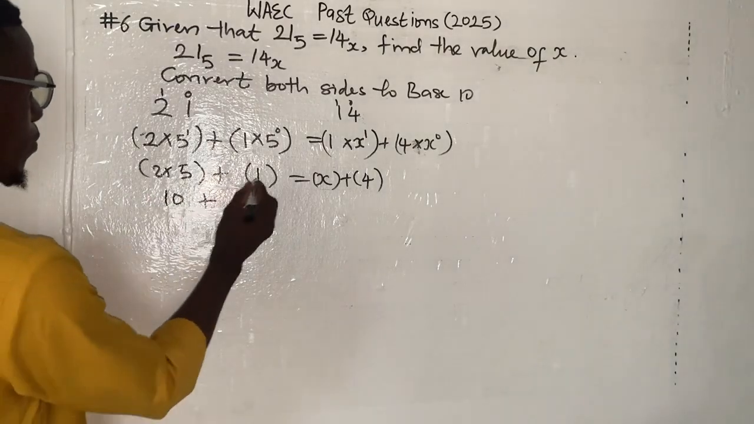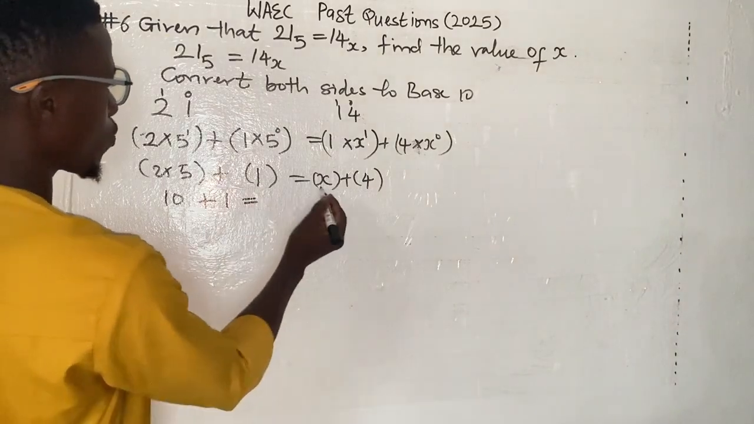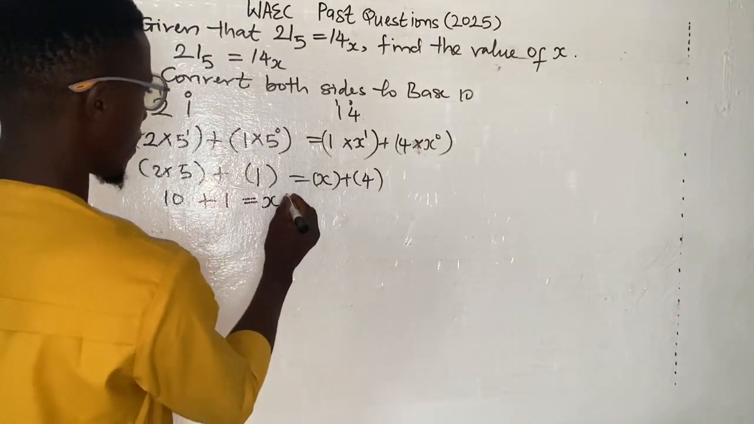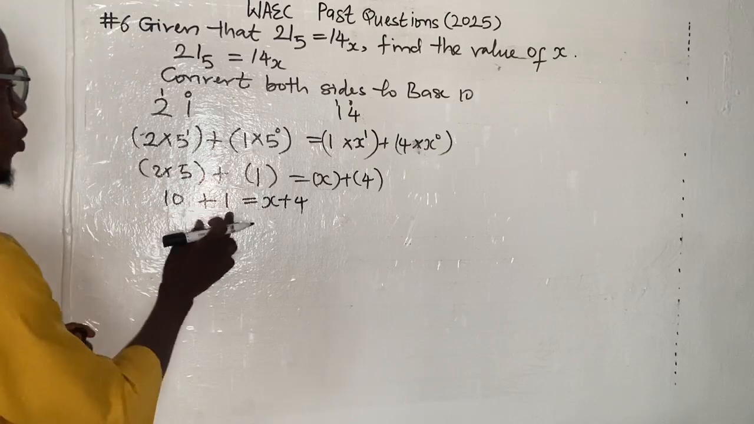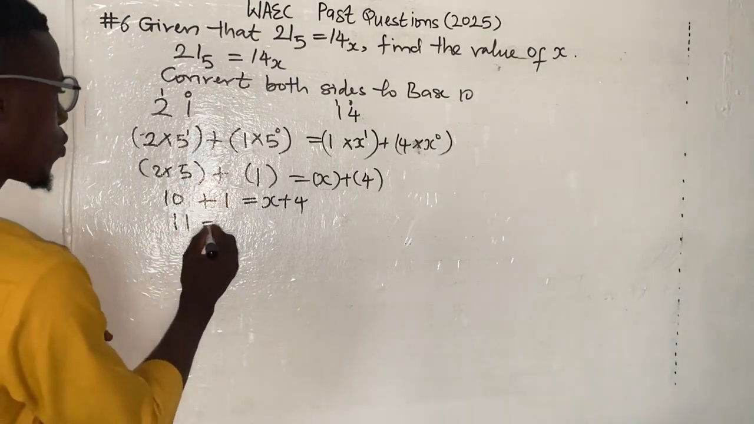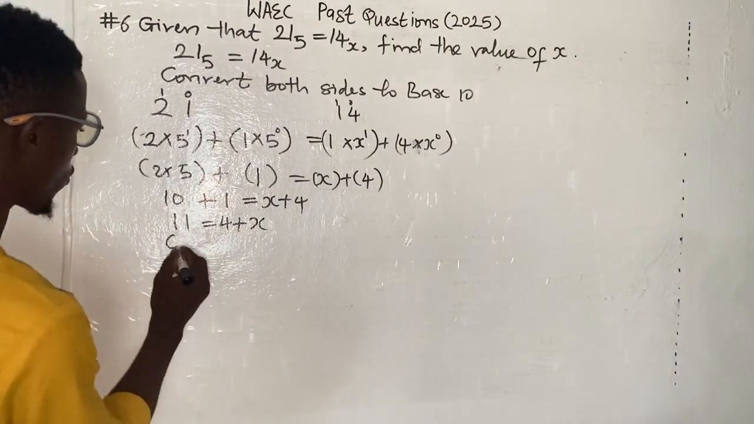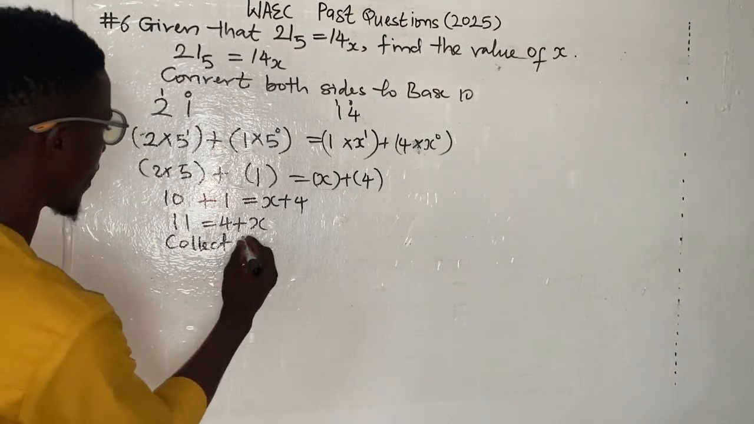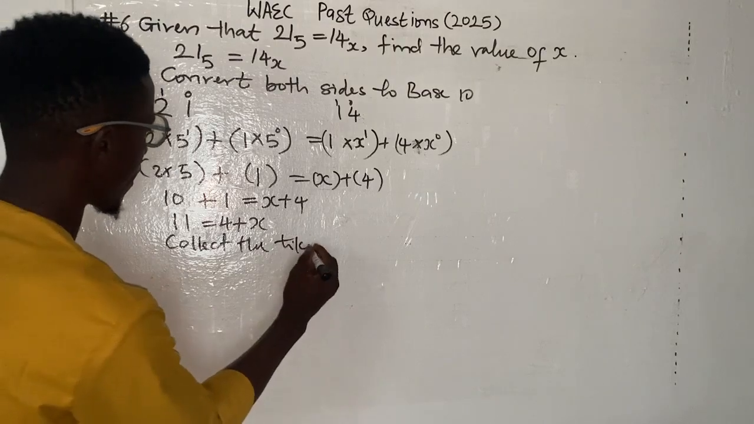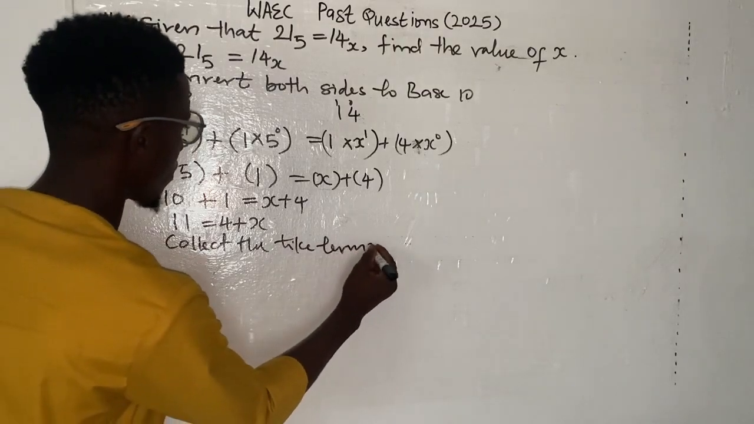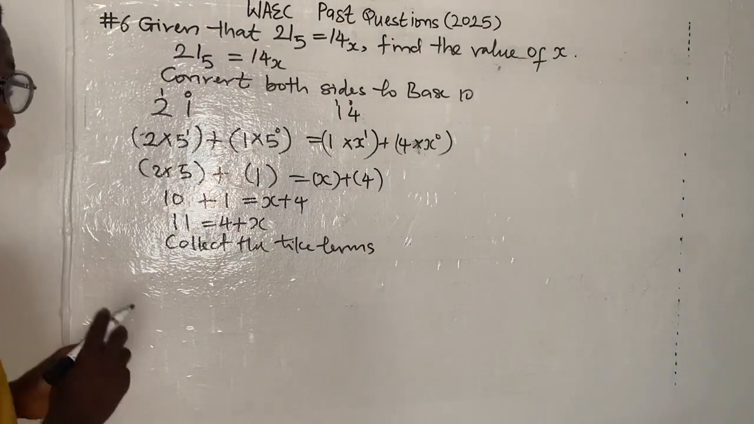So now 2 multiplied by 5 is what? 10 plus 1 equals x plus 4. And 10 plus 1 is what? 11 equals 4 plus x. Here we just do what? We collect the like terms. So if you collect the like terms, what do we have next?